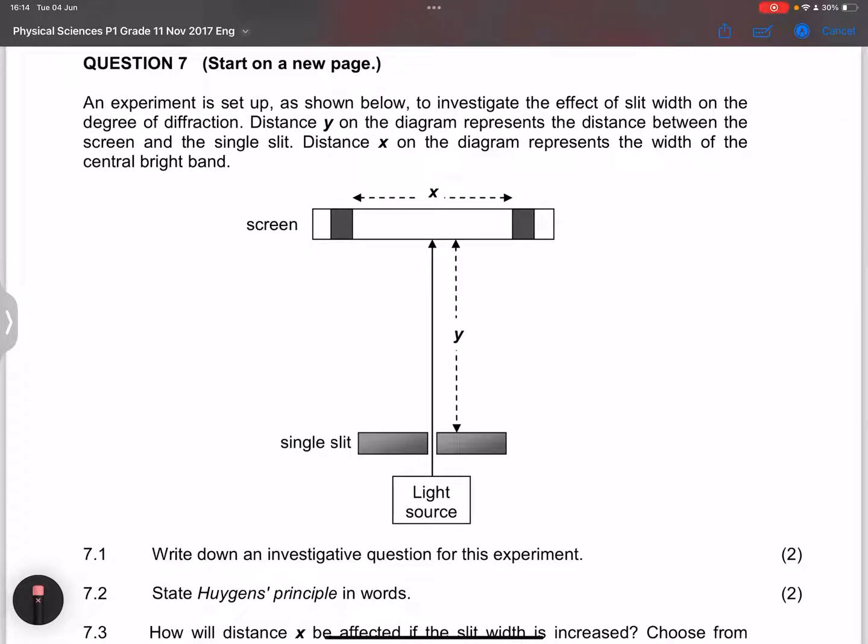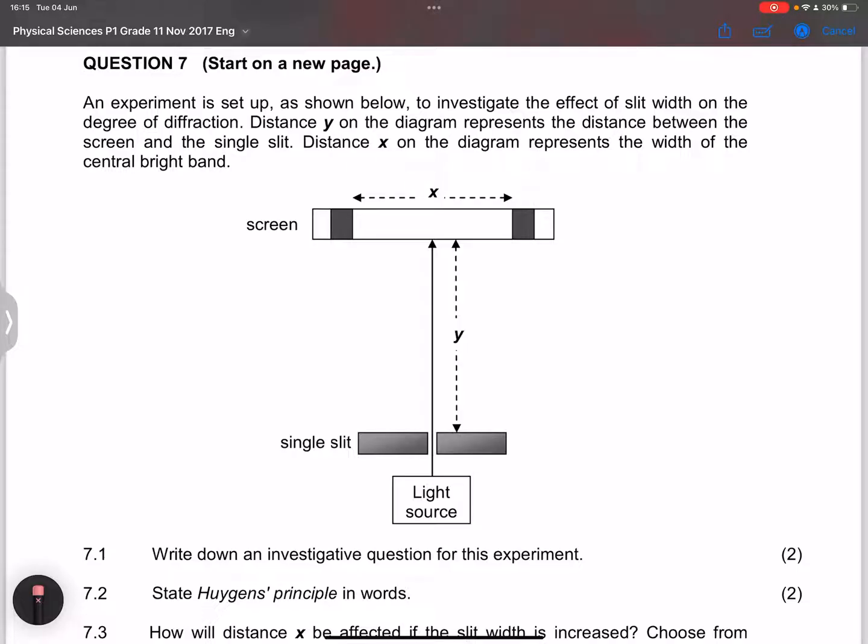Right, so we go on to question 7. They say to us, an experiment is set up as shown in the diagram below to investigate the effects of slit width and the degree of diffraction. Distance y on the diagram represents the distance between the screen and the single slit, and distance x on the diagram represents the width of the central bright band.